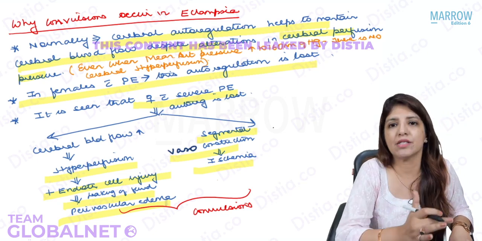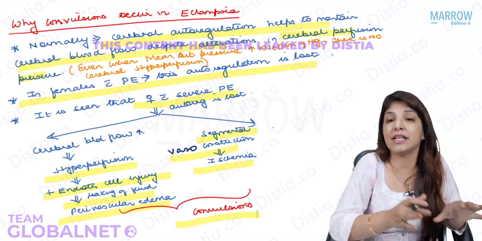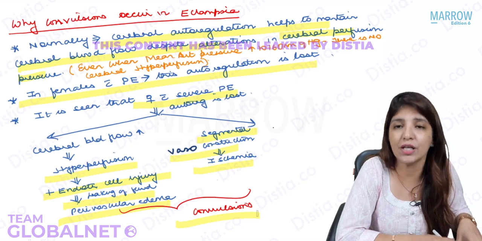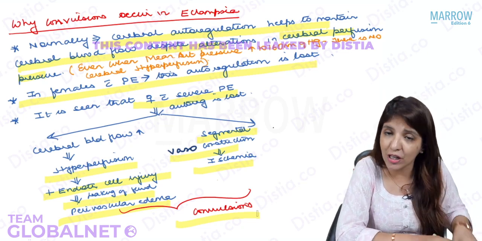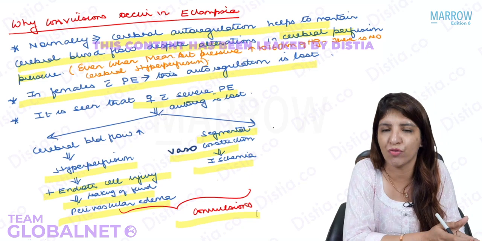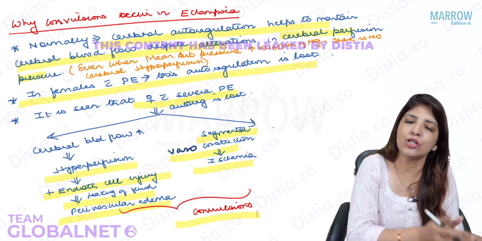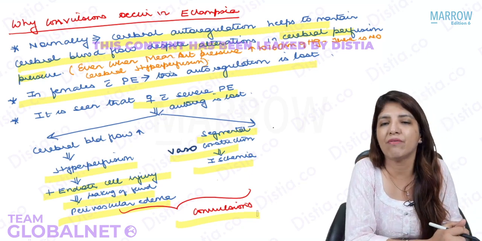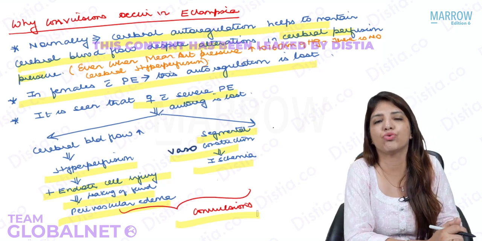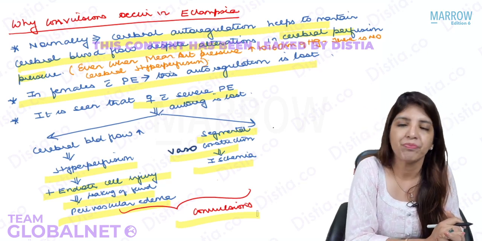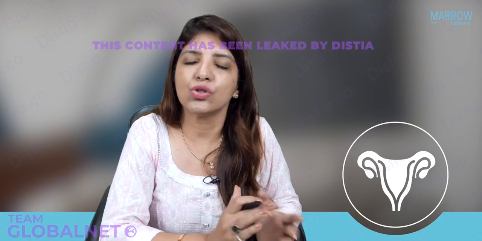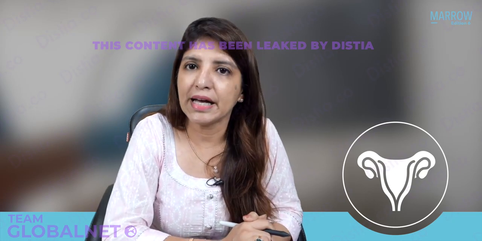Both these things lead to convulsions. Both these are the cause of convulsion in a patient of eclampsia. So convulsions are happening not just because of vasospasm. Convulsion is also happening because of the perivascular edema which is happening due to cerebral hyperperfusion. Right? So this is all what you needed to know on PIH part 1.